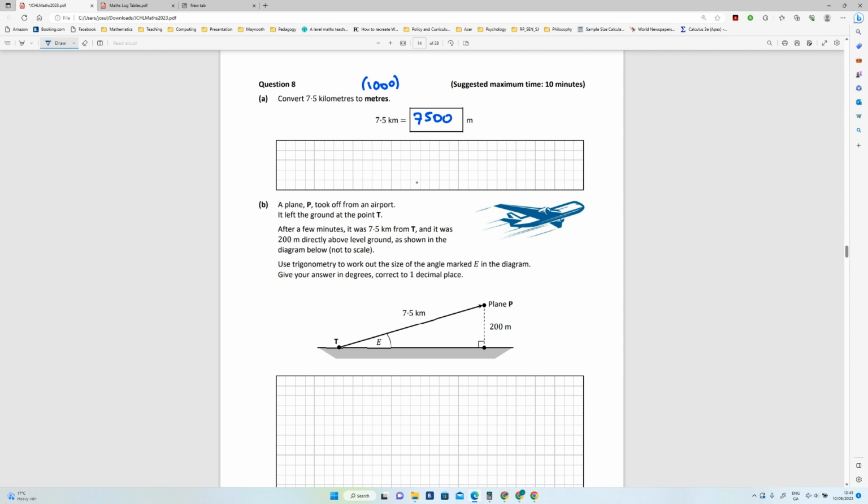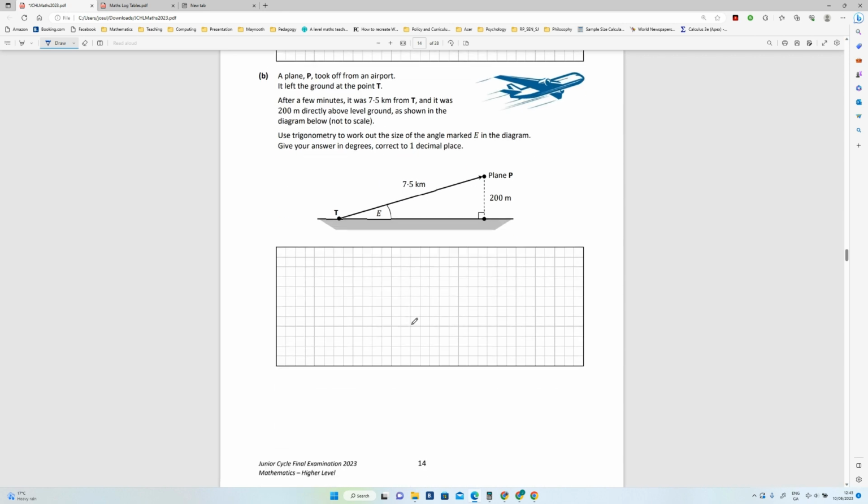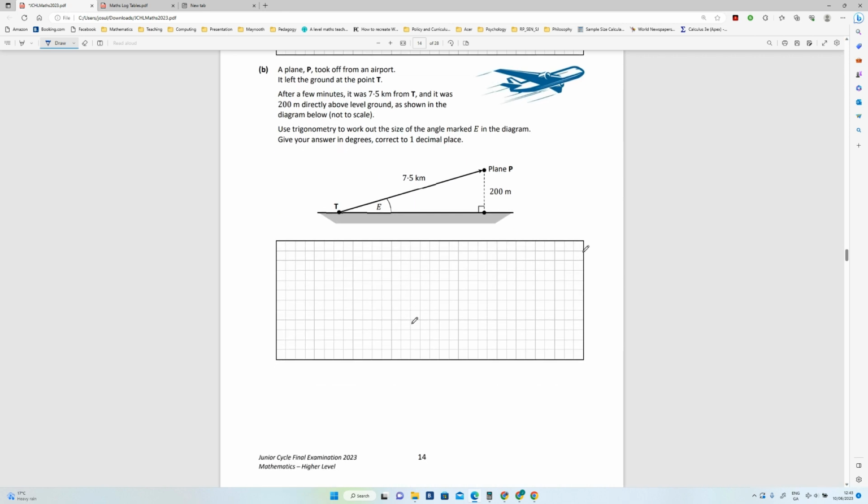Part B, plane P took off from an airport. It left the ground at T. After a few minutes, it was 7.5 kilometers or 7,500 meters from T, and it was 200 meters directly above ground level as shown. Diagram not to scale. Use trig to work out the size of the angle marked E in the diagram. Give your answer to a number of decimal places.